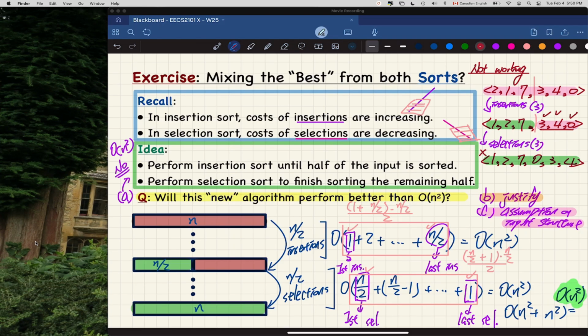Can anybody sense what kind of structure, if it is satisfied by the array, means this hybrid algorithm can work? I'm going to show you the formal way, very precise, but can anybody give us an intuitive idea? What kind of input array structure is going to guarantee this hybrid method works? Go ahead. The smaller elements are in the first half and the bigger elements are in the second half.